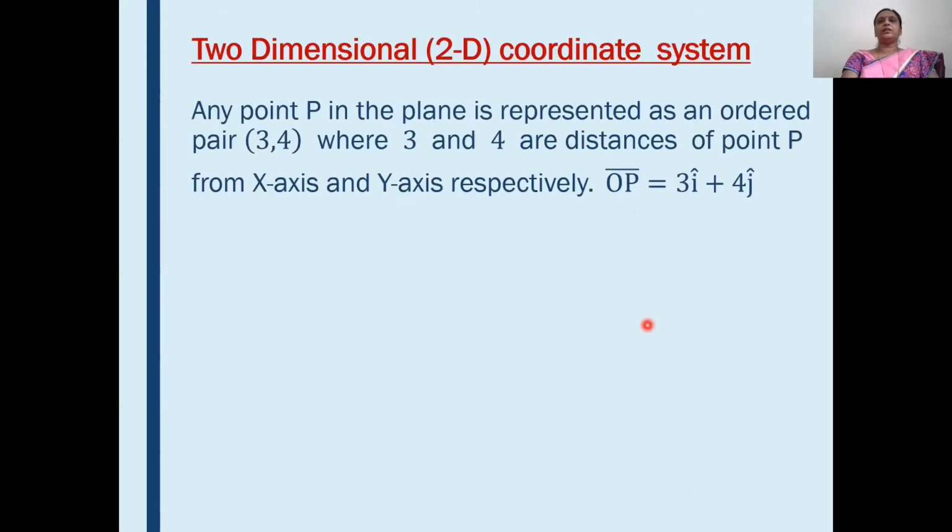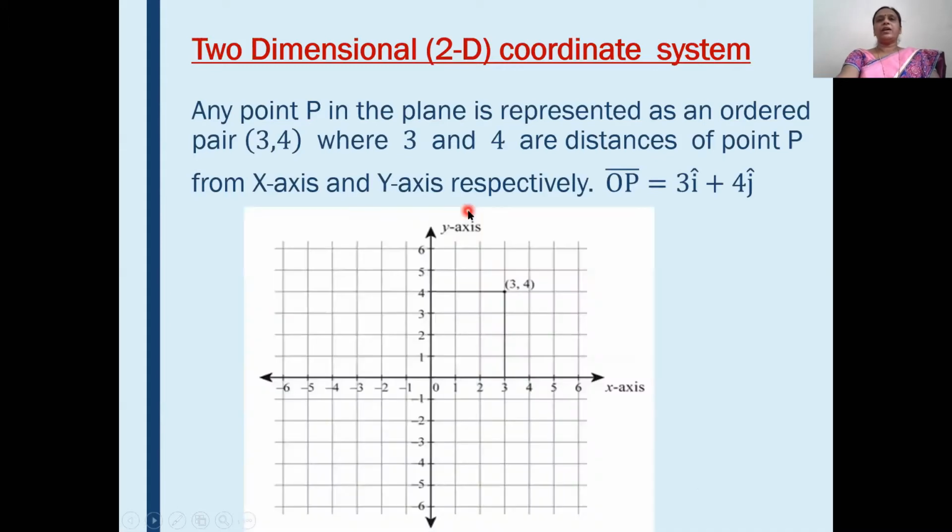Dear students, today we will see representation of vector in three-dimensional system. For that, first of all, we must know how to represent the vector in two-dimensional system. Consider two-dimensional system. Any point P in the plane is represented as an ordered pair, suppose (3, 4), where 3 and 4 are distances of point P from the x and y axis.